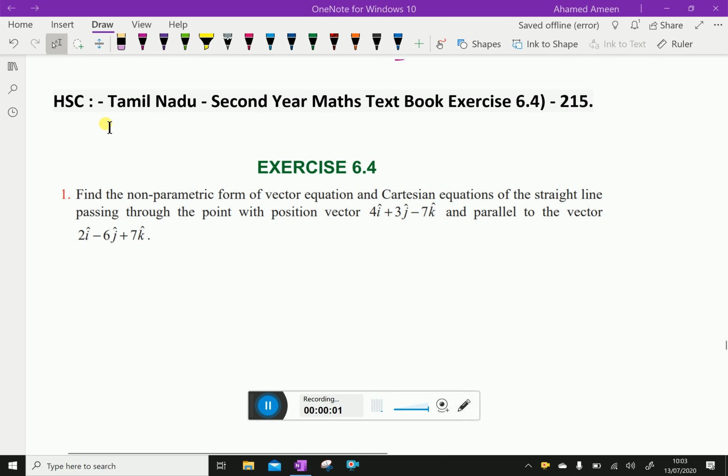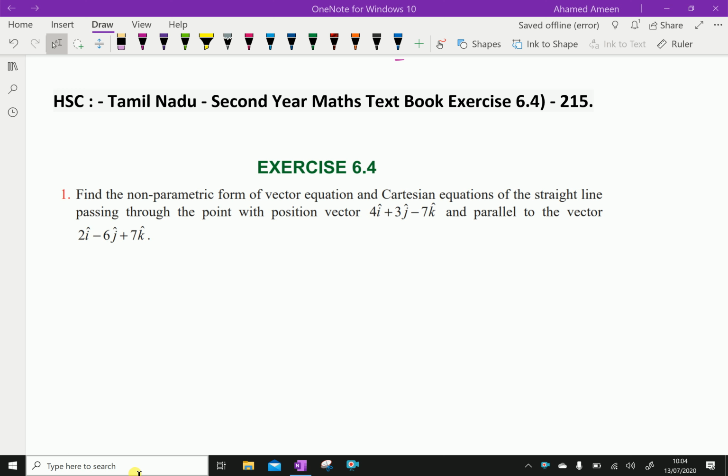Welcome to AmeenAcademy.com. Let us do Tamil Nadu Higher Secondary Second Year Maths Textbook Exercise 6.4, question number 1. Find the non-parametric form of the vector equation and Cartesian equation of the straight line passing through the point with position vector 4i plus 3j minus 7k and parallel to the vector 2i minus 6j plus 7k.